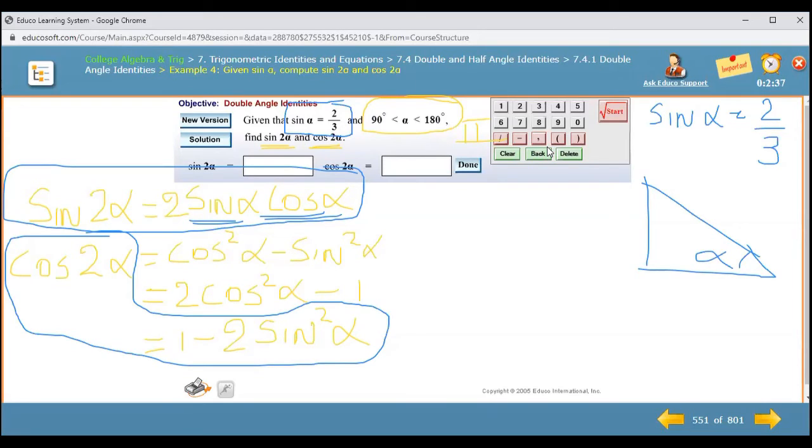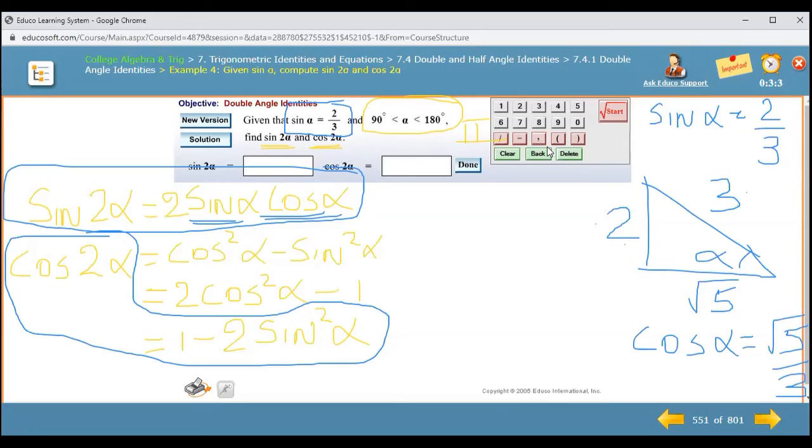Now sine is opposite over hypotenuse. I calculate this side. The hypotenuse is 3, so 9 minus 4 gives you 5, so this side is radical 5. So I calculate cosine alpha is radical 5 over 3.